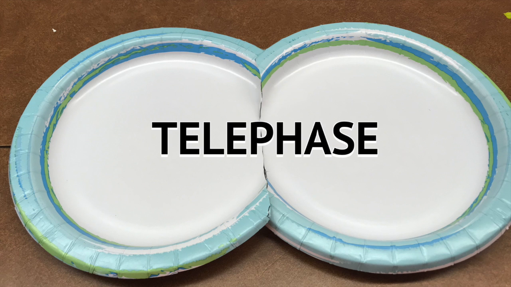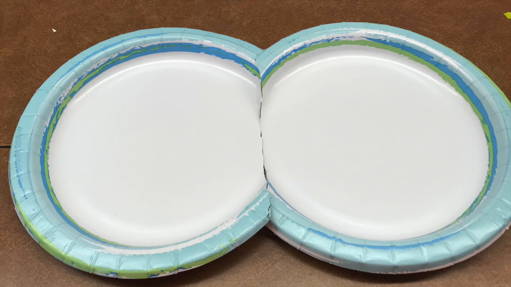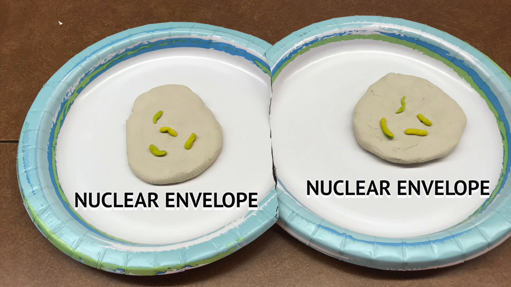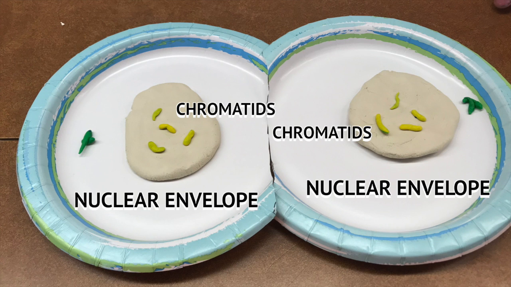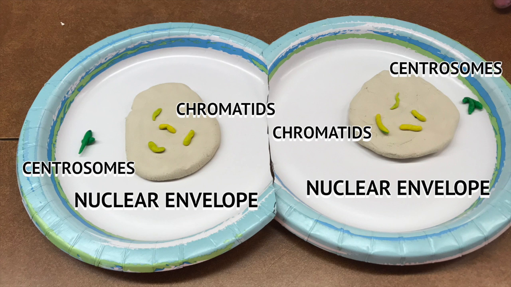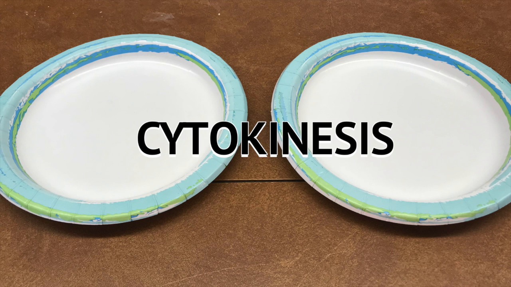After that is telophase. Again, we have the cell, but this time stretched a bit and pinched in the middle. Now the nuclear envelope has chromatids inside. Last is the centrosomes, this time without the spindle fibers. As the cell pinched, the nuclear envelope reformed and the spindle fibers retract as the chromatids were enveloped by the nucleus. Our final stage is cytokinesis.